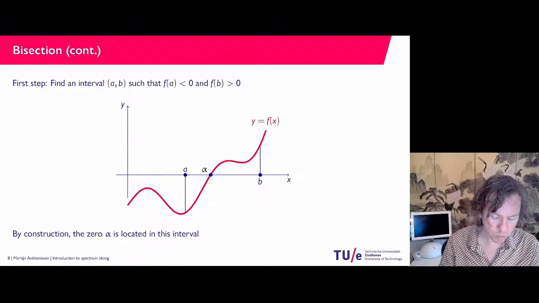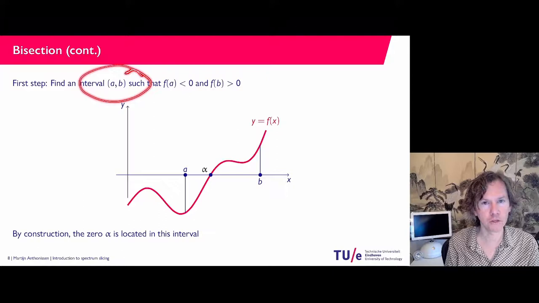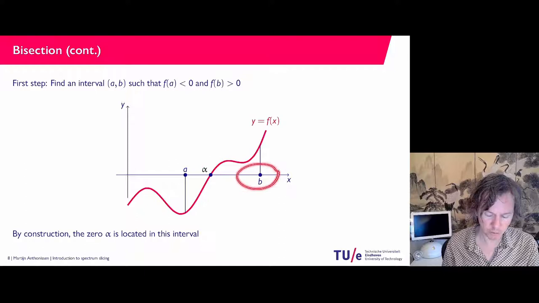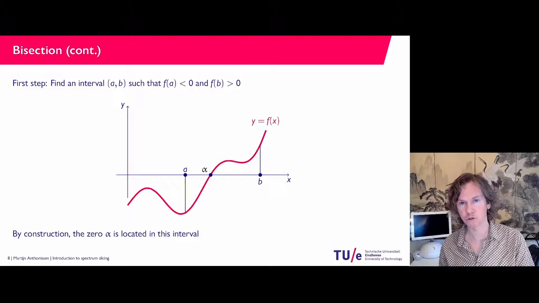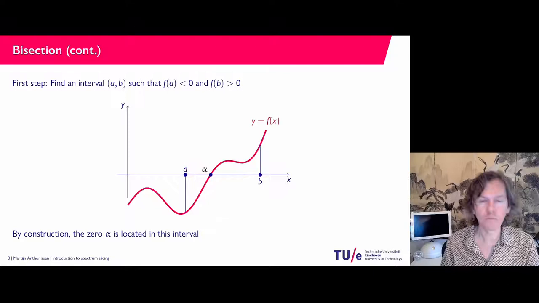So what you do in bisection is that you try to locate an interval AB such that the function is negative at one endpoint and positive at the other one. So here in the graph, you see that the function is negative at A and it's positive at B. And then if your function is continuous, so that's an assumption we will make, then it has to cross the axis somewhere. So that's alpha here. So by construction, the zero alpha is located in the interval.